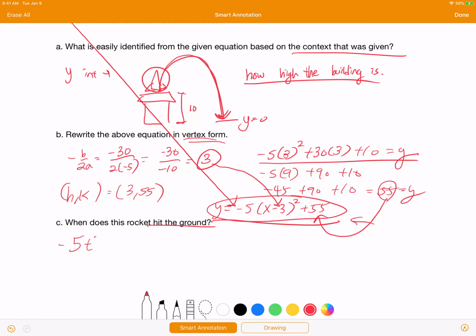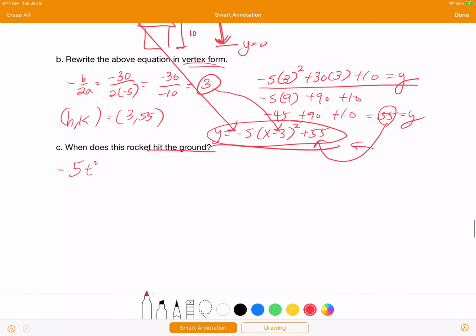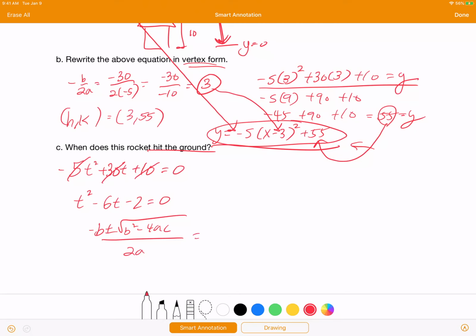So negative 5t squared plus 30t plus 10 is equal to 0. Then you can divide everything by 5, or divide by negative 5 actually. That will give me t squared minus 6t minus 2 is equal to 0. And then you can use the quadratic formula. So that will give me negative negative 6, which is positive 6, plus and minus the square root of 36 minus 4 times 1 times negative 2, all over 2 times a, which is positive 1.